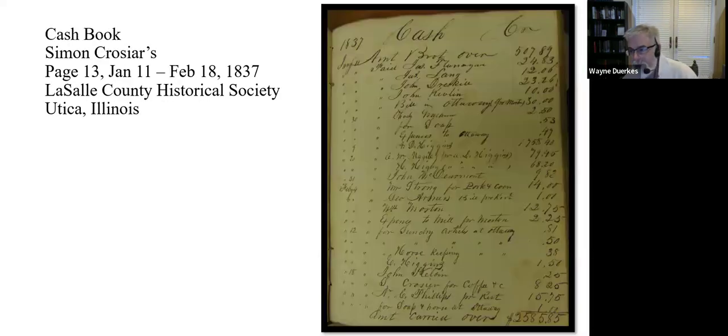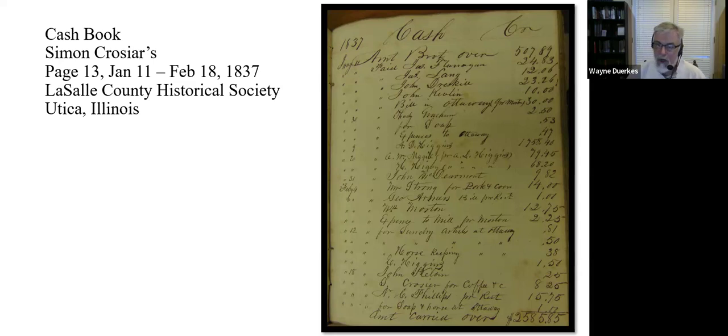Another type of financial book is cash books, right? So here's Simon Crozier's Cash Book. And cash books are usually not necessarily with your standard general store merchants, what have you. They're usually with bigger outfits, land offices, government entities, individual buyers, forwarding and commission agents that are buying large amounts of either hogs or grains or what have you.